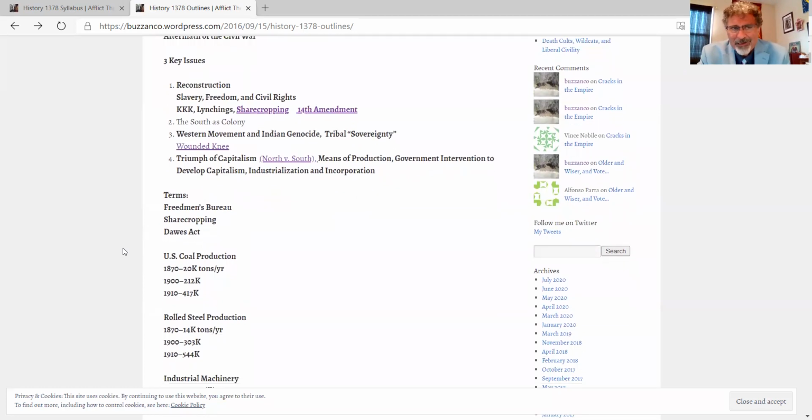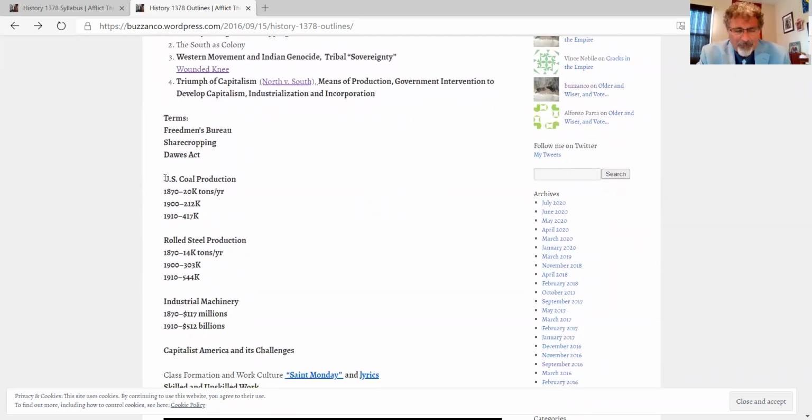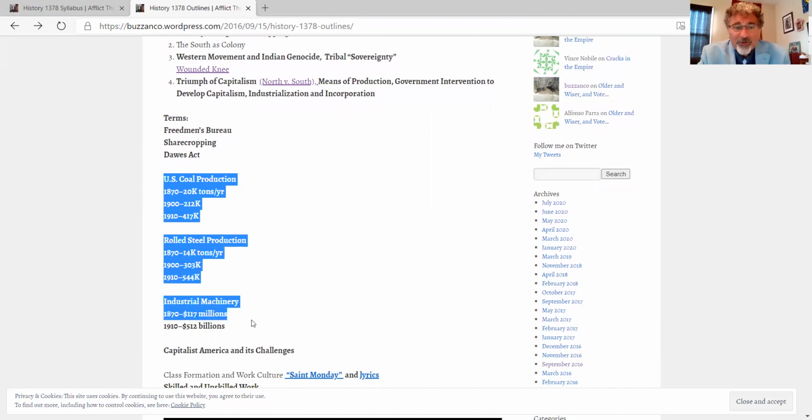So just to give you some examples of what I'm talking about, there's some data here which I think really shows the emergence and the growth of industrial capitalism, right? In some really important areas: coal, steel, and then machinery. Coal production in 1870 was 20,000 tons a year. By 1900, 212,000. So there's this massive increase, over 10 times more. And then just 10 years later, it almost doubled, right, to 417,000 tons. So it's 417,000 times 2,000, whatever the math is there.